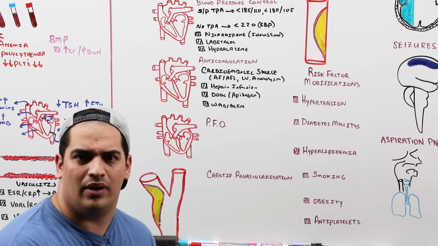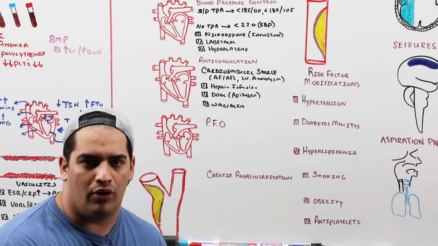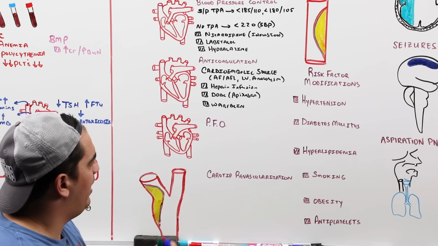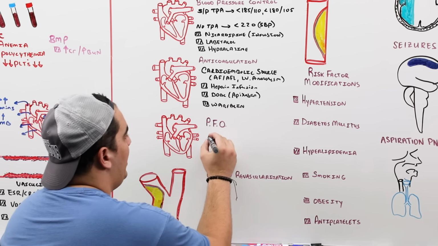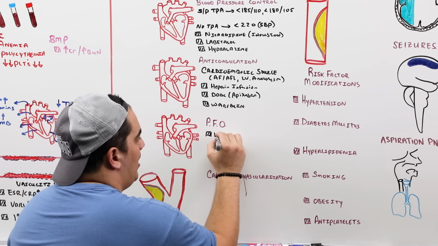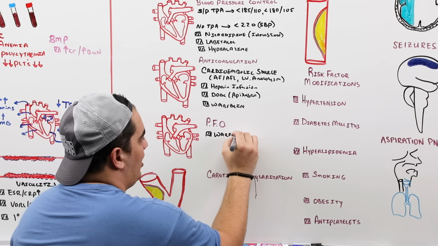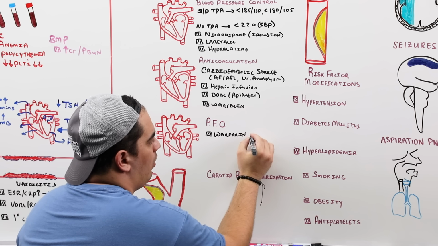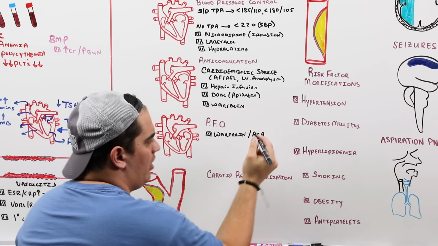The next thing that was on the list was paradoxical causes, right? So you have a paradoxical embolus due to a PFO or an atrial septal aneurysm. PFO is the big one I want you guys to remember. So with PFOs, sometimes there's this question of should we anticoagulate them? Sometimes you can give warfarin or aspirin, one or the other.